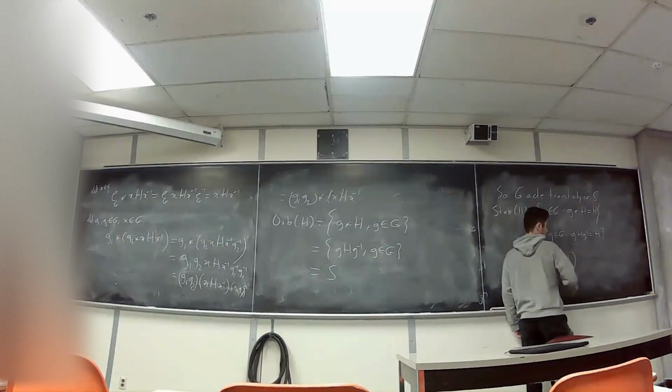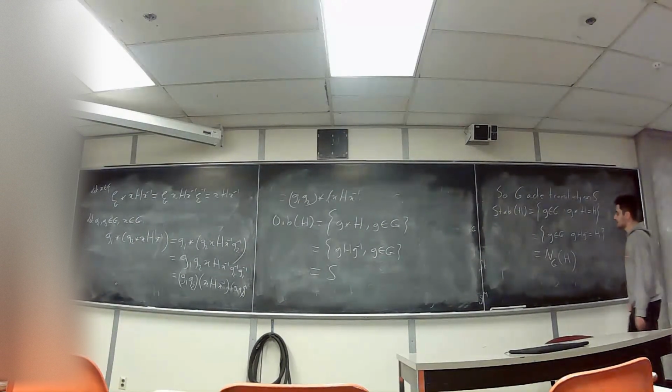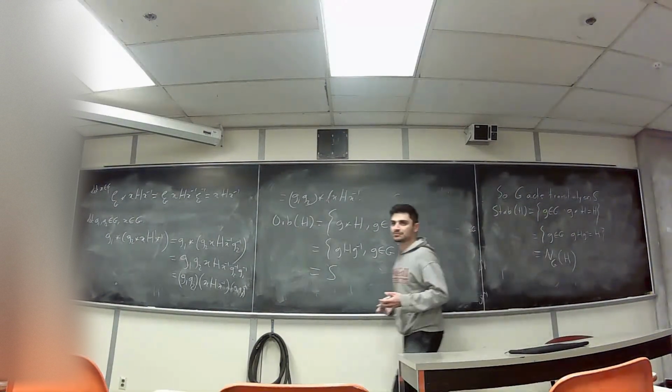And this gives you another proof that the normalizer is a subgroup. Why is that? Because you can express it as the stabilizer of a point with respect to an action. The stabilizer is always a subgroup. Is that clear? Now, I want to show that H is a subgroup of N_G(H).